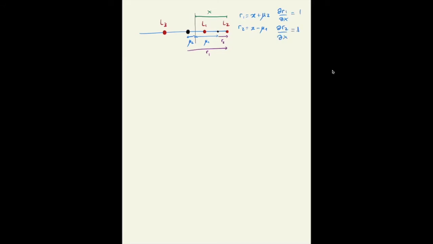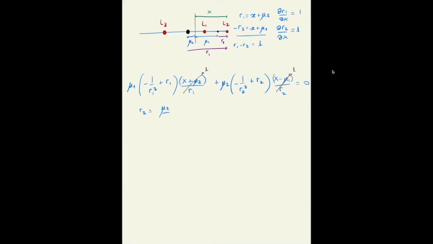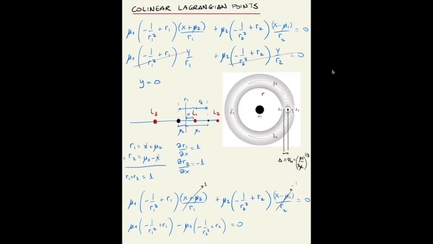And if you subtract one from the other, then you have that R1 minus R2 is equal to 1. So I have here x plus mu2 is going to give you 1, and x minus mu1 is going to give you 1 also. It turns out the analysis leads to the same result. R2 is equal also to the cubic root of mu2 over 3 mu1. So L2 is symmetric with respect to the planet to L1. It is another Hill radius away, but in the direction opposite to the star. This distance is also equal to the Hill radius.